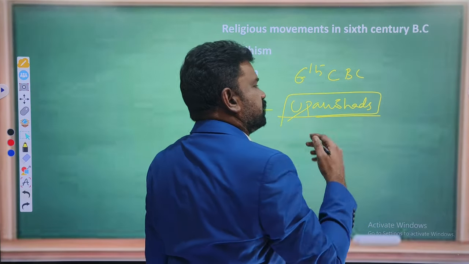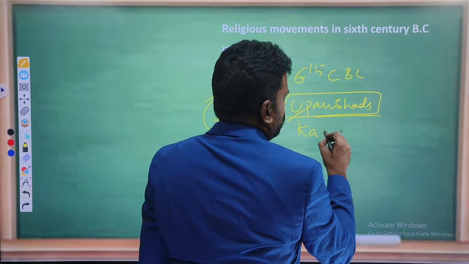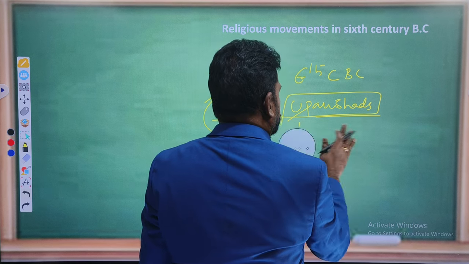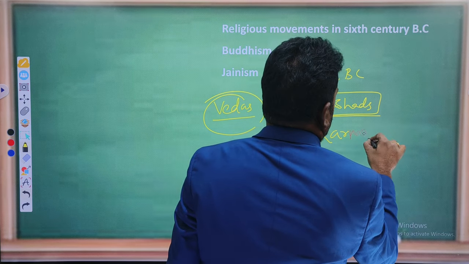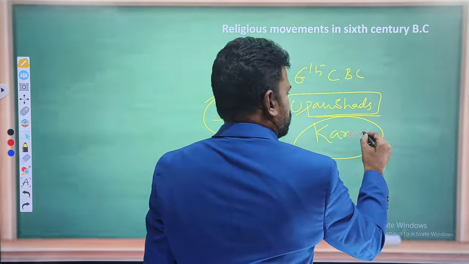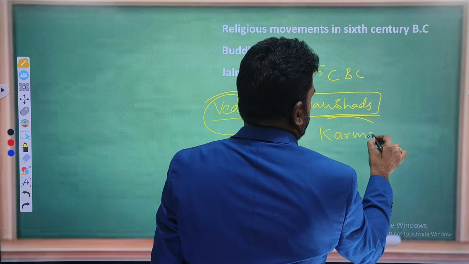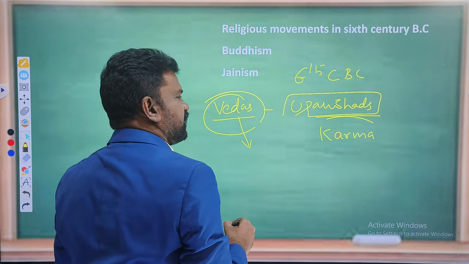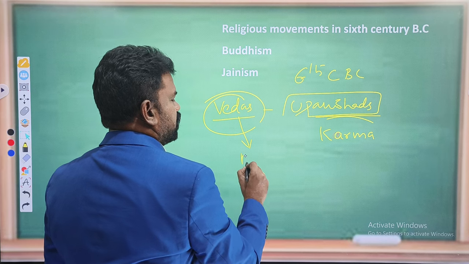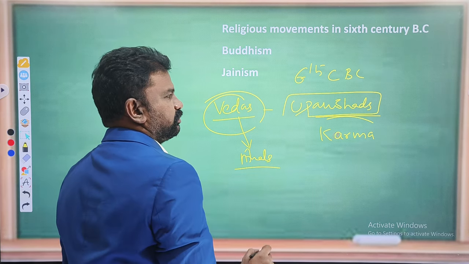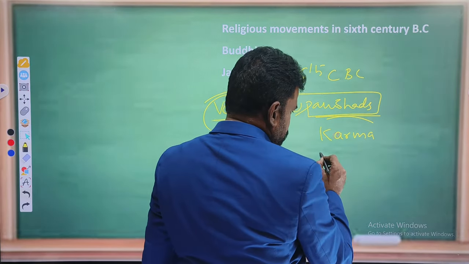You can call directly to God. And your life is not based on birth. Your life would be based on your karma. Your karma is the main thing for your life and your next birth. The Vedas said your next birth would depend upon your rituals and cults. That is because of this karma theory, and also wisdom.